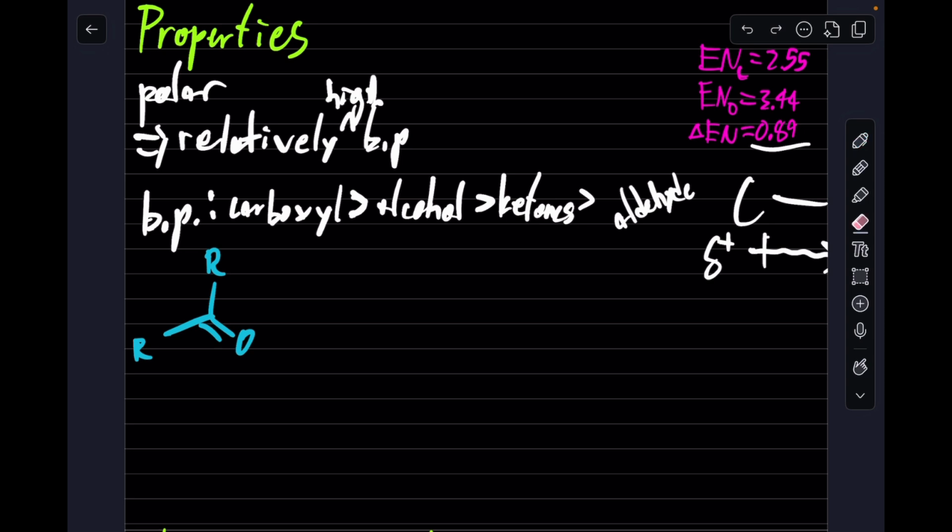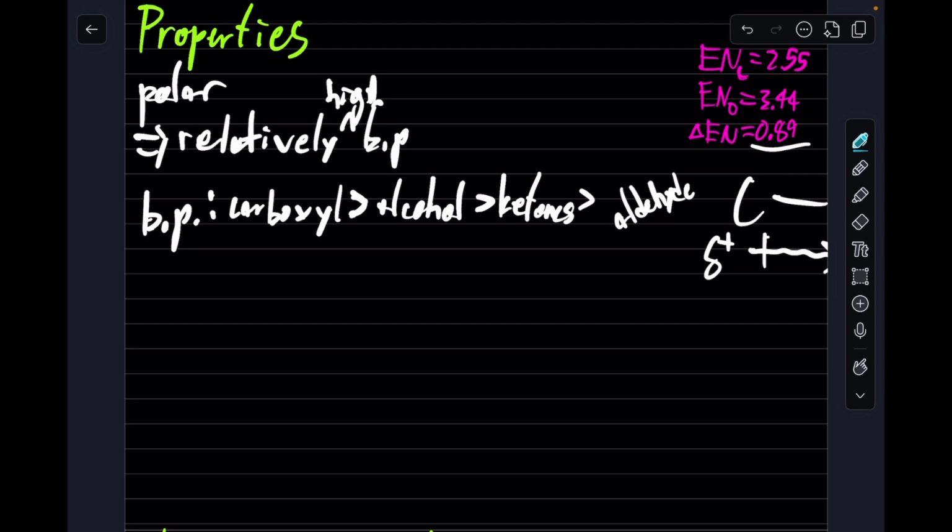And yeah, aldehydes have similar boiling points, but are slightly lower than ketones because this hydrogen cannot donate its electron density to this carbon right here, which means it can't give much of a dipole to this carbon because hydrogen is a relatively small atom with like 2 electrons, so that's why.